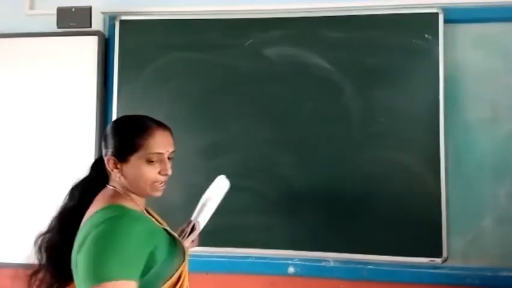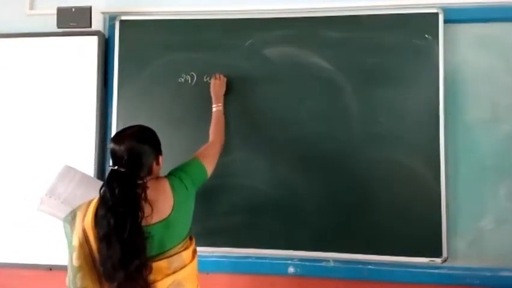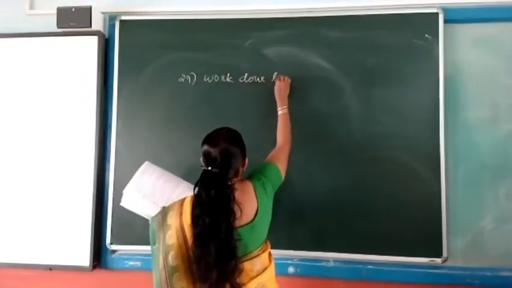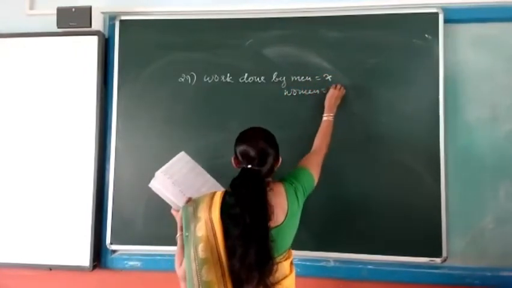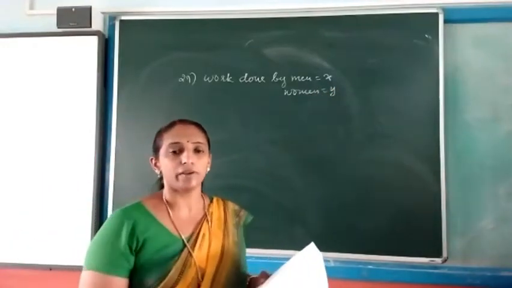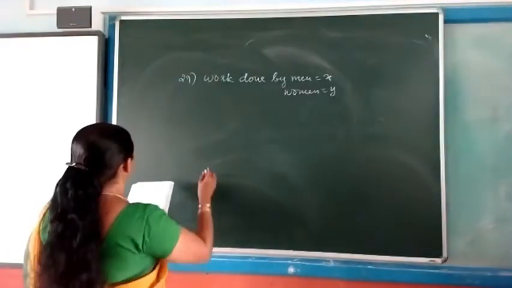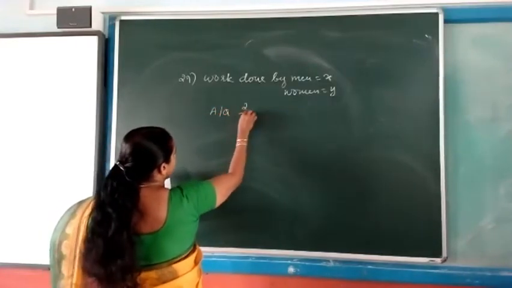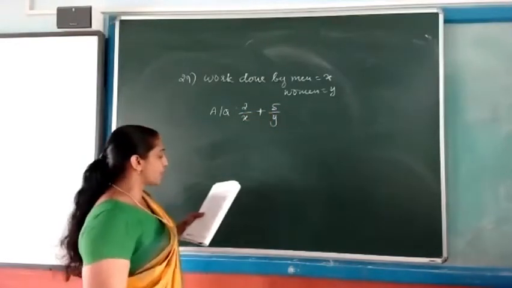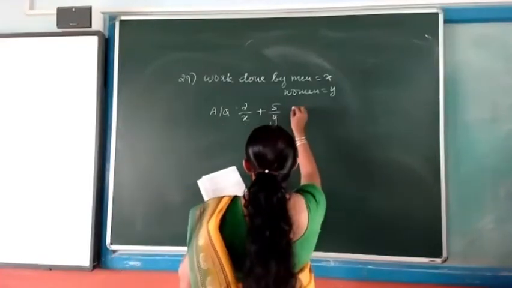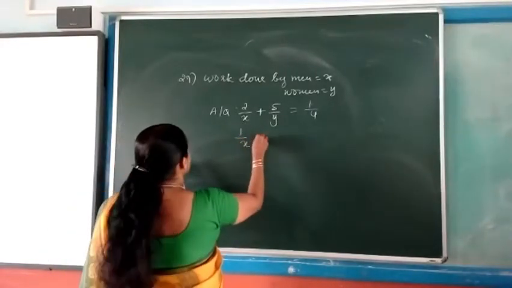work done by men as X and work done by women as Y, then we have to take the 1 day work. 1 day work will be 1 by X and 1 by Y. Here it is given 2 men and 5 women can complete the work in 4 days, so according to the question, this is their 1 day work, and 2 men comes 2 by X. And 1 man and 1 woman can finish it in 12 days.